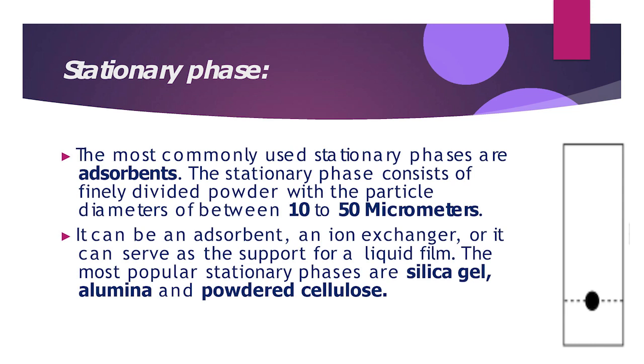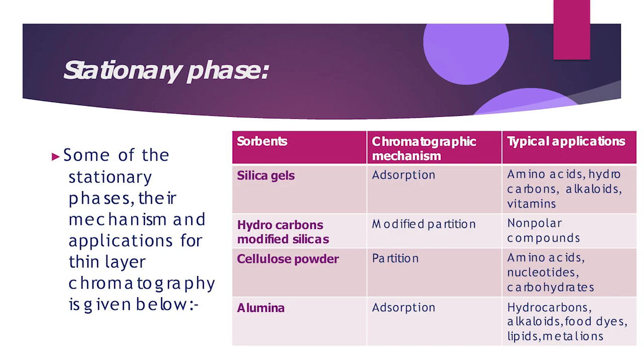This particle size should be maintained at 10 to 50 micrometers. We are using silica gel, alumina and then powdered cellulose for the stationary phase. Some examples are given here. Silica gel is an adsorbent, and then hydrocarbons, modified silica, cellulose powder, and last one is alumina. Alumina and silica gel act as adsorption portions.